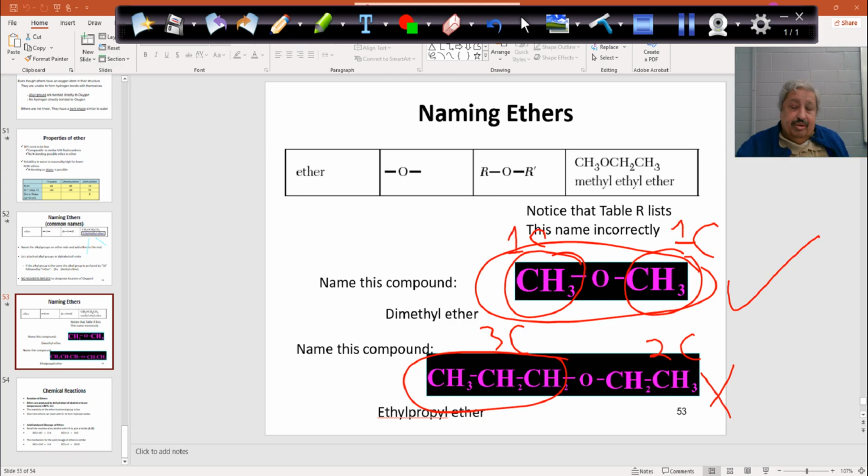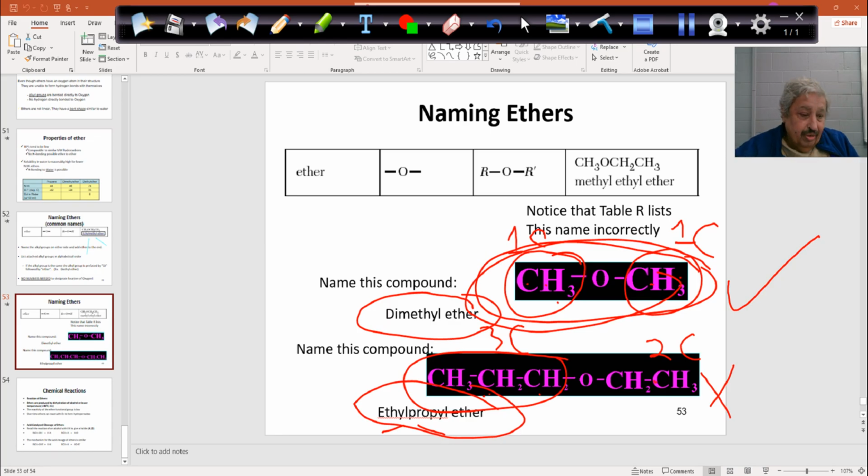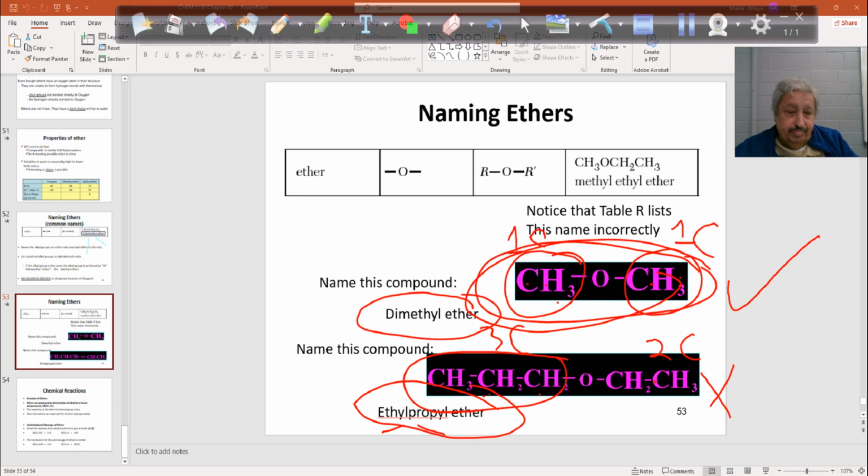And the common names, you end up with ethers. So this here will be dimethyl ether. This one here, you have methyl, ethyl and propyl. The E will come before the P, so ethyl propyl ether. So, with this here, we can look at the last slide of this chapter.